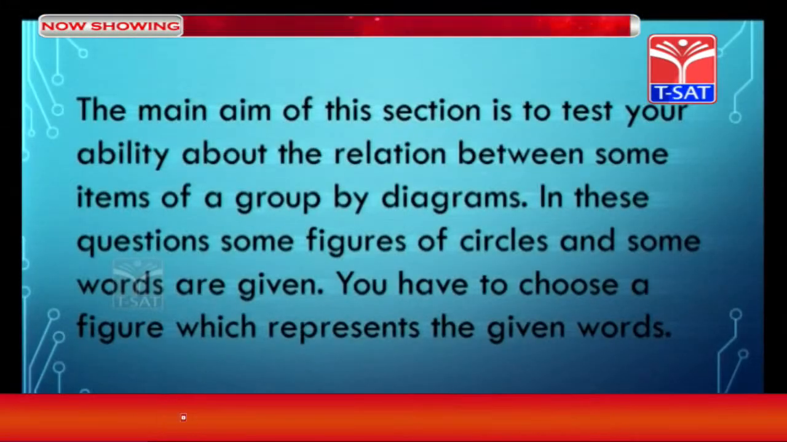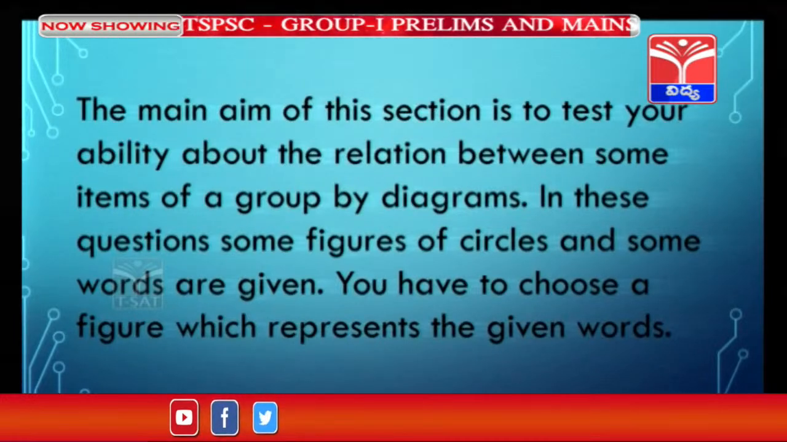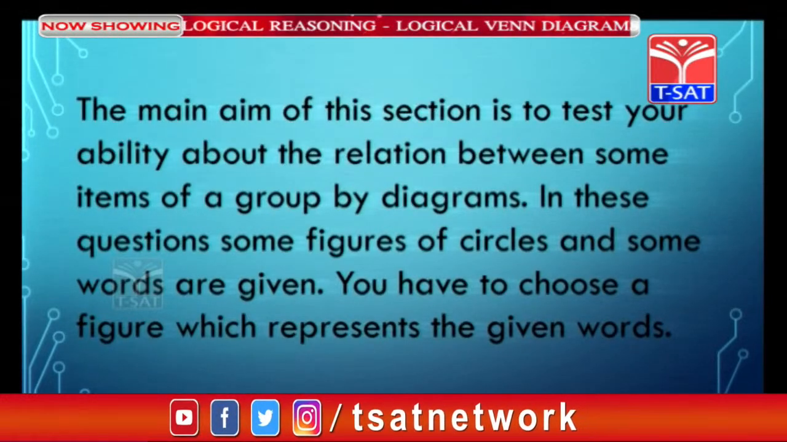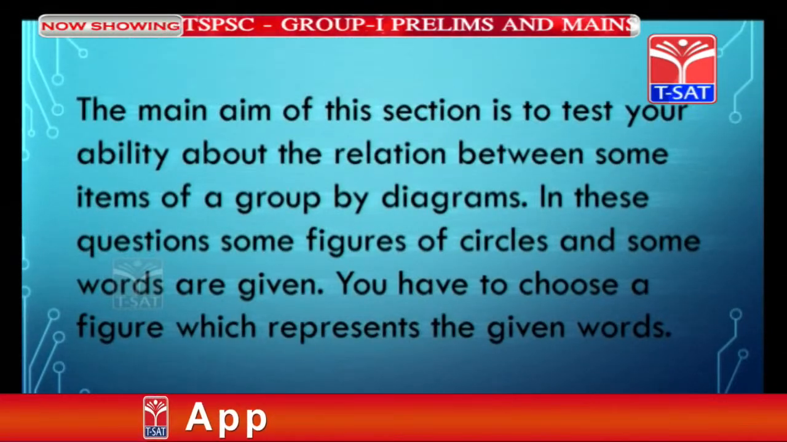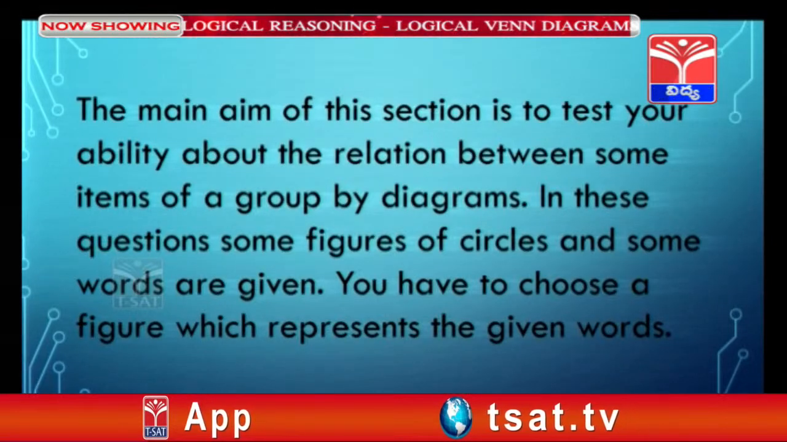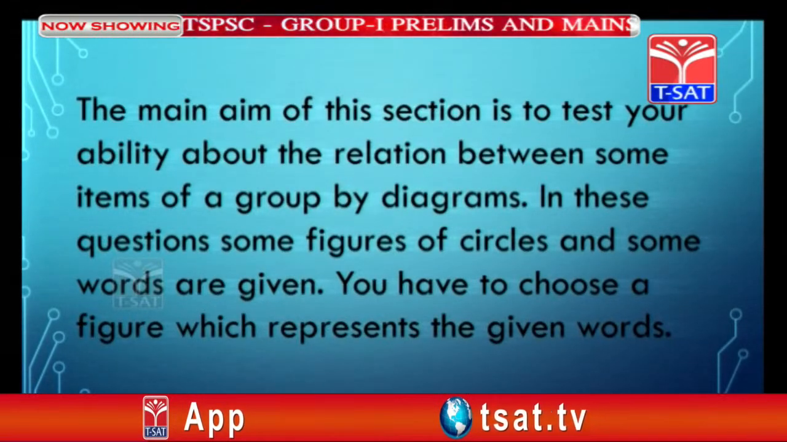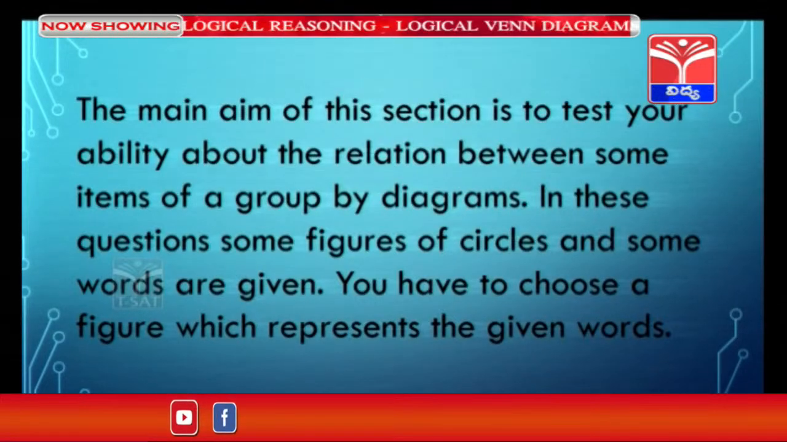Now, we will see what the main aim is. The main aim of this section is to test your ability about the relation between some items of a group by diagrams. In this question, some figures have circles and some words are given. You have to choose a figure which represents the given words. Actually, here we are using the word Venn diagram. Venn was a mathematician. To represent the data, Venn diagrams generally use circles, triangles, rectangles, squares, some plane figures.